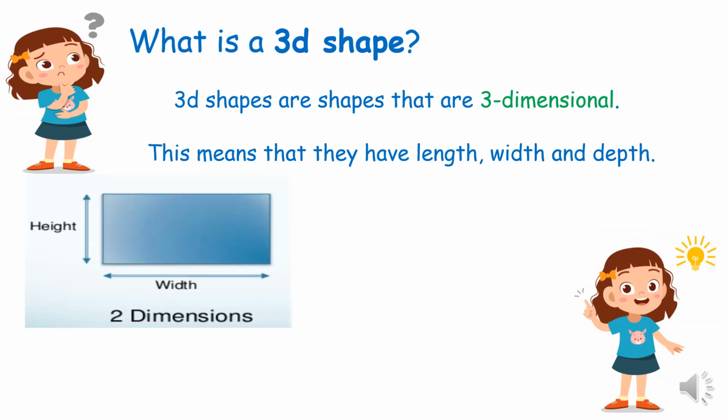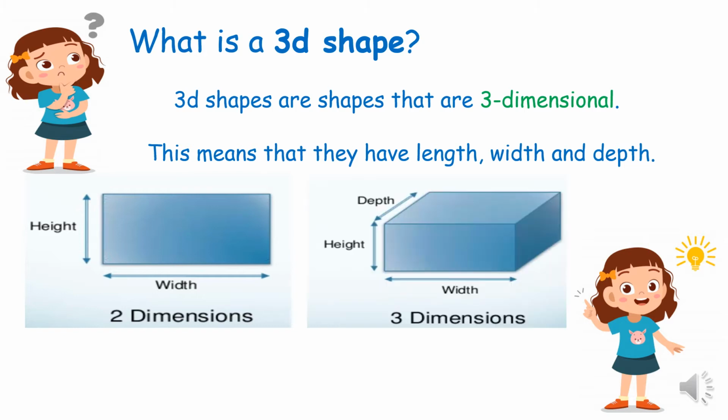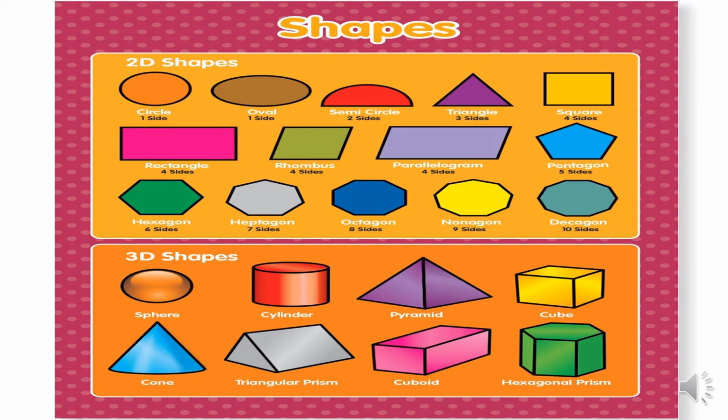2D shapes only have 2 dimensions. 3D shapes have 3 dimensions. 2D shapes are flat, whilst 3D shapes are solid. Here is a poster about shapes. You can see some 2D shapes and you can see some 3D shapes. Pause the video and read the shape names and see what you can remember about these shapes.